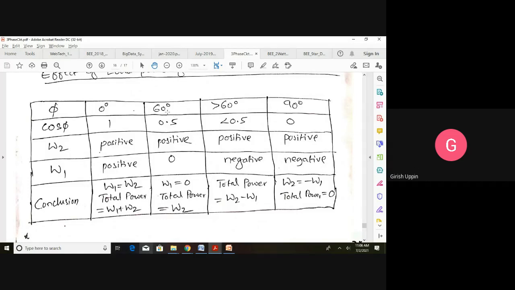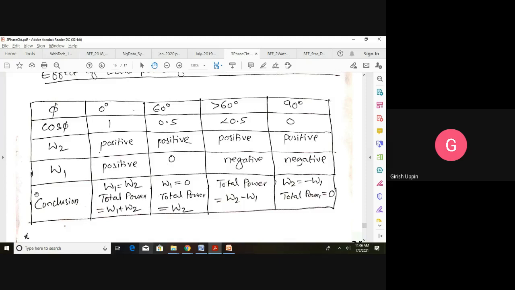Let us say it is 60 degree, somewhat like an RL kind of load. If this is 60, what is the wattmeter 2 reading? VL IL cos 30 minus 60, isn't it? So cos of 30 minus 60 is cos of minus 30, which is equal to cos of 30. So I get a positive value.